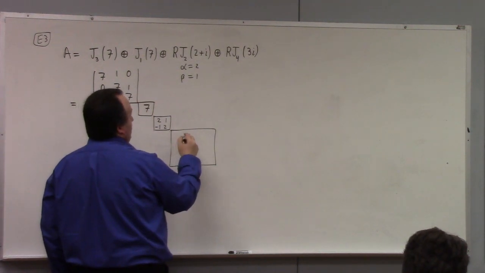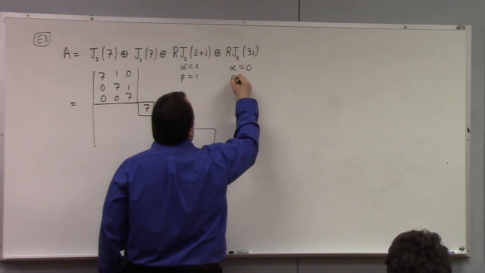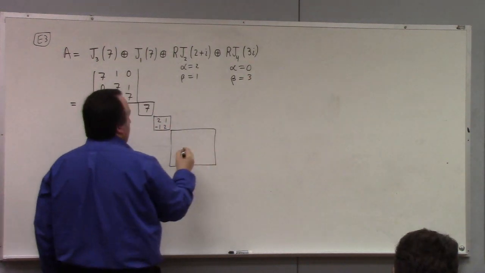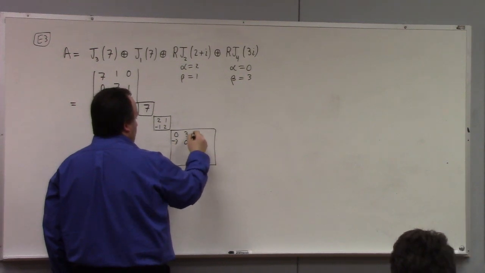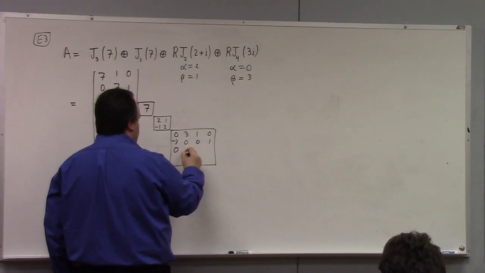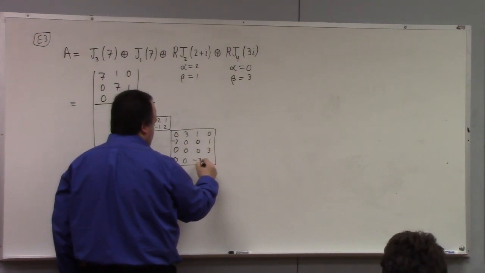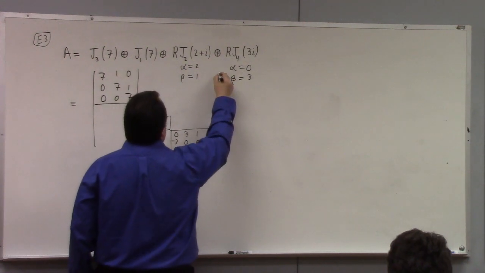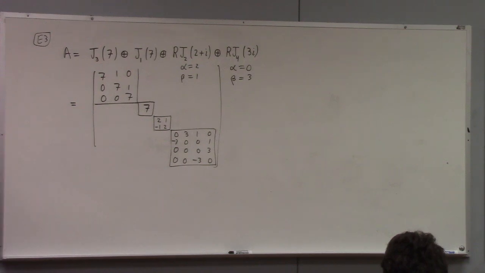And so I've got this one. Notice this one's got alpha equals 0, beta equals 3, right? So that gives me 0, 3, minus 3, 0, 1, 0, 0, 1, 0, 0, 0, 0, 0, 3, minus 3, 0. That is an example of real Jordan form.